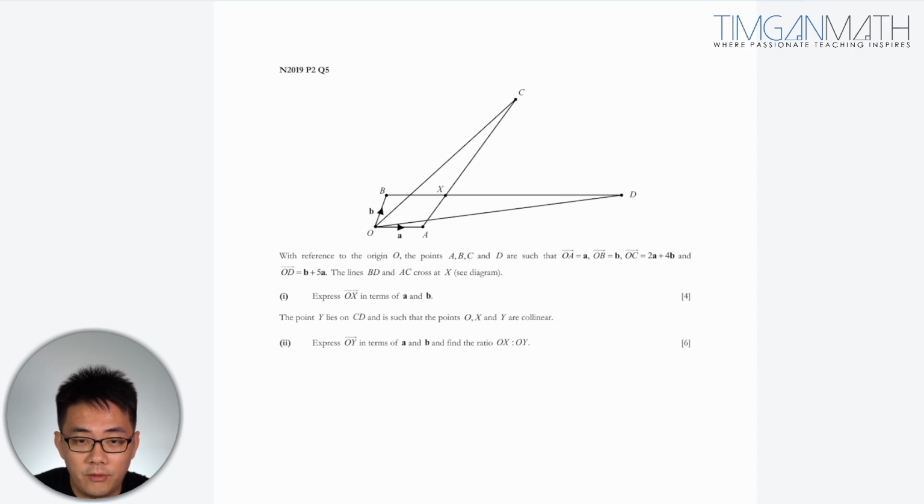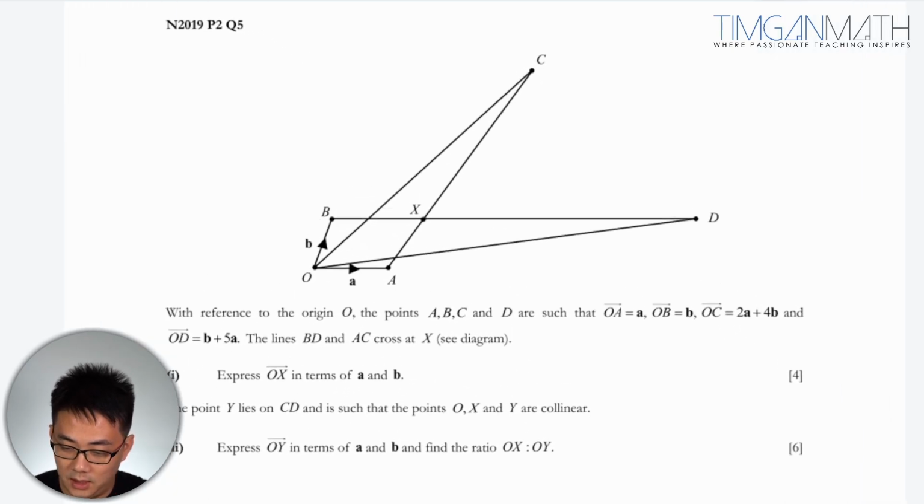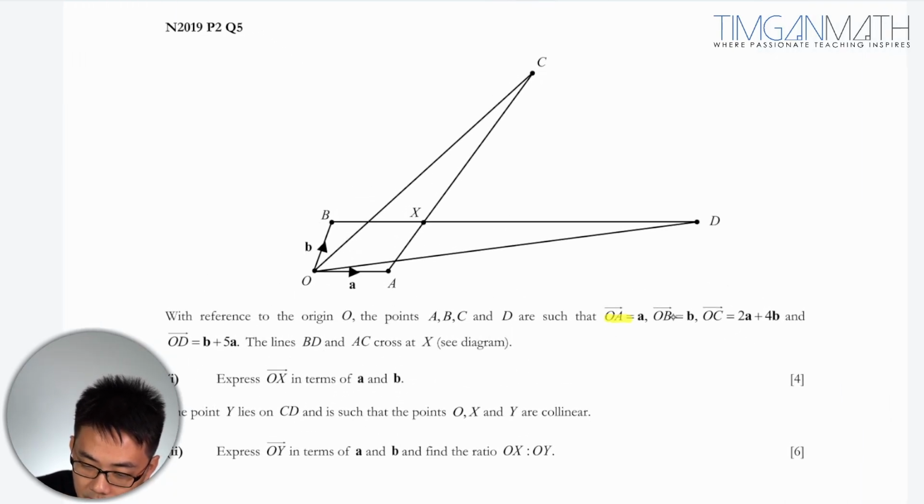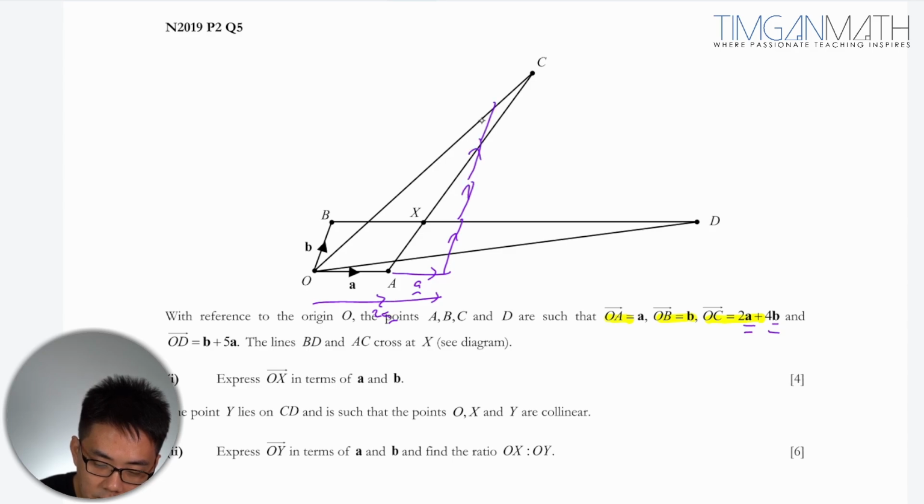So with reference to the origin O, A, B, C, D are such that OA is vector A and OB is vector B, and OC is 2A plus 4B. So let's just understand what 2A plus 4B means. It just means we go along 2A, and if you add 4B's on, you'll get C.